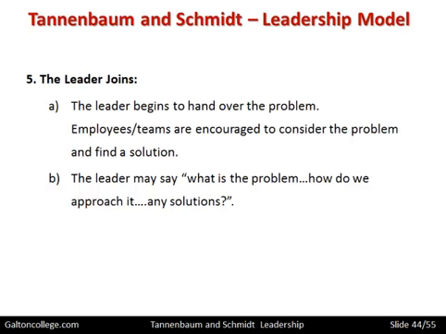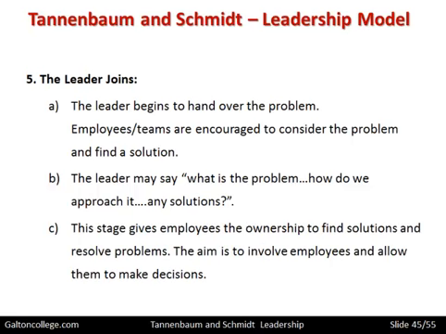In this case, the leader is saying, what is the problem? How do we approach it? Do we have a solution? Anyone any suggestions? This stage gives employees the ownership to find solutions and resolve problems. The aim is to involve employees and allow them to make decisions. So management has handed over part of the management process to the employees. The employees look for problems and solve the problems.